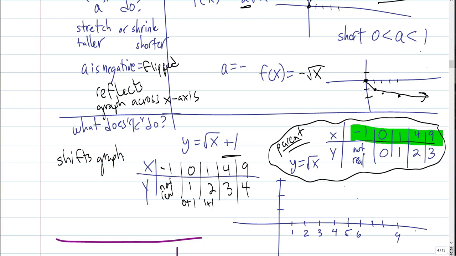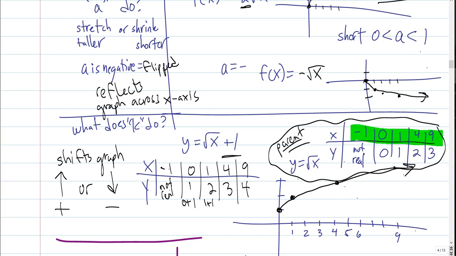It moves it up or down. If that k was a positive 1, it shifts it up. If it were a negative 1, all the y values would go down 1. So if I look at this, we got 0, 1, 1, 2, 4, 3, and 9 goes up to like 4. So what does this graph look like?